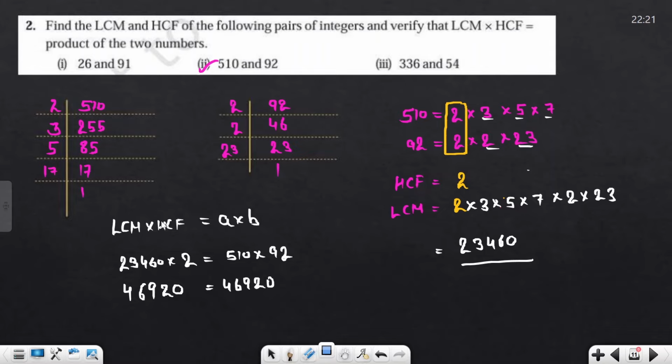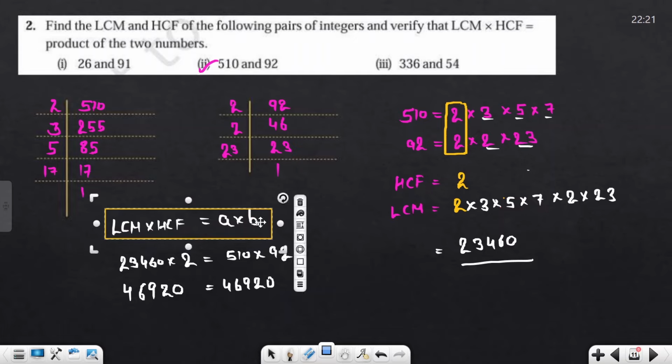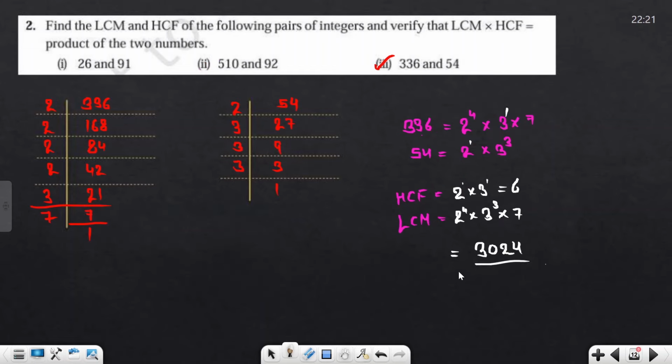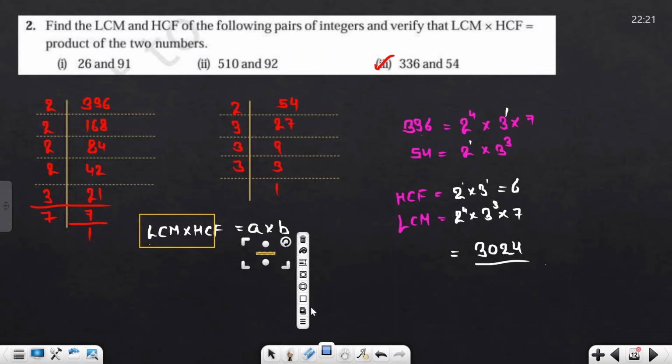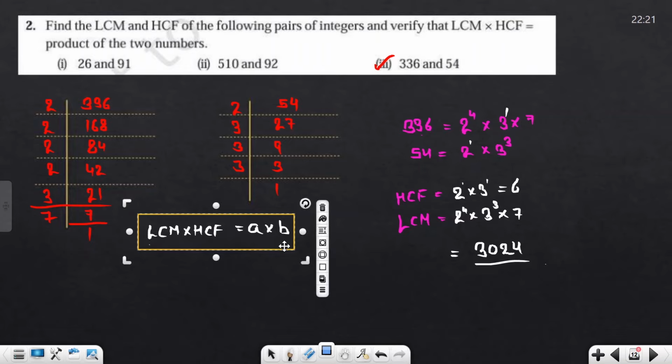Then LCM into HCF is equal to A into B. Similarly here too, LCM into HCF is equal to A into B. Put all the values in this formula and get the answer.